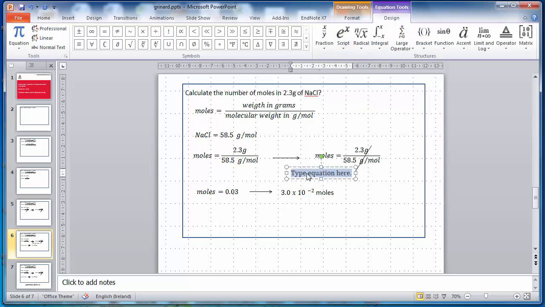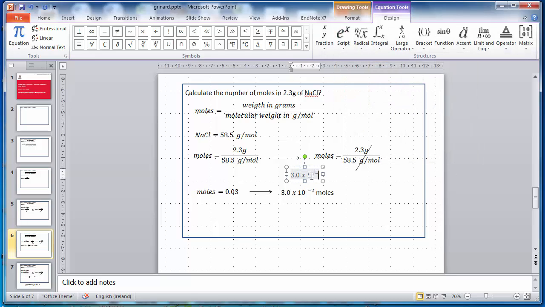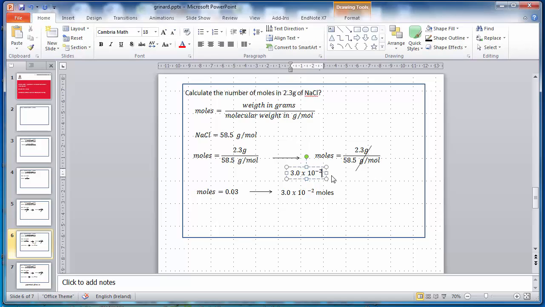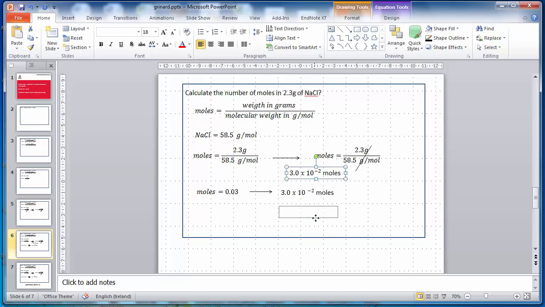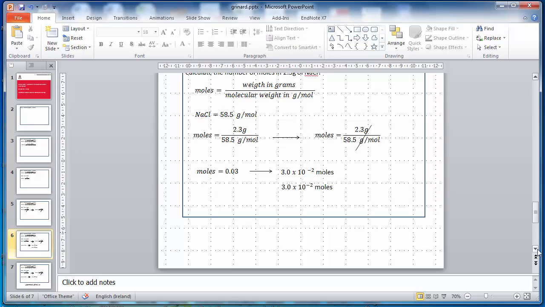So if we want to write this in superscript, we go back to our Insert button, click on the equation button, and type 3.0, then x times, and we go to script, click on this button here, and put 10 to the minus 2, and then moles. So this is how we'd write something by 10 to the minus 2. And that's our answer finished.